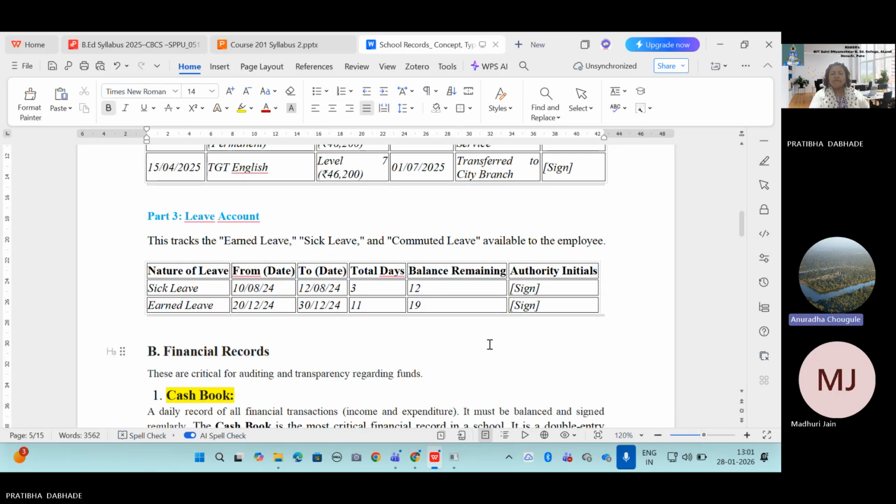Ma'am, one more doubt. Does each employer have their own service book, meaning it is not available commonly? No, it's not like that. It comes under the role of the school. It is very important, and this particular service book is maintained by the school only, but it is mandatory that the school should always provide one copy to the concerned employee.